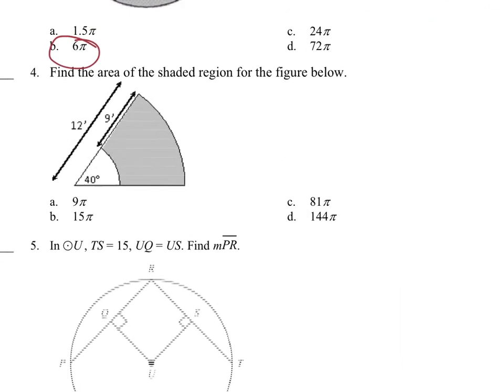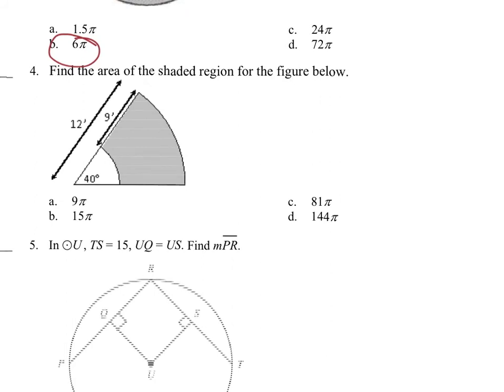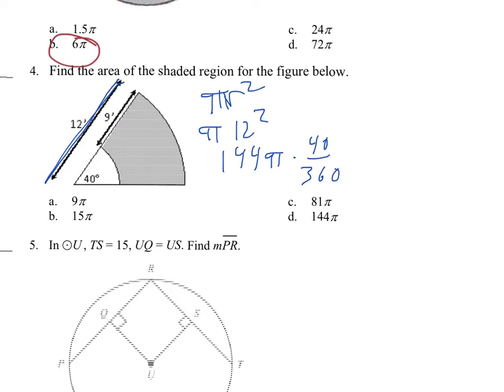Okay, number 4. Very similar problem. In fact, we're going to do that right off the bat. We're going to find the area of the circle whose radius is 12. So we're using pi r squared again, which is pi times 12 squared, which is 144 pi. And we're going to multiply it by central angle 40 over 360. That will give us the area of this entire sector. When we do that, 144 pi times 40 over 360, we get 16 pi.